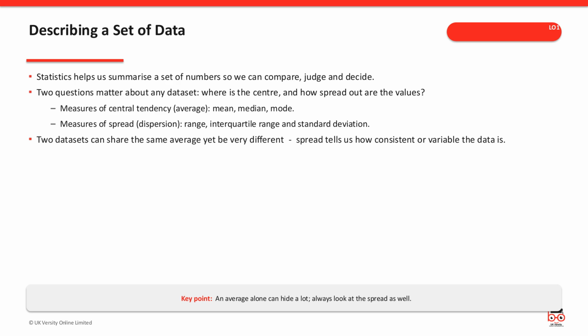Where's the center, and how spread out are the values? Say two football teams. Both average 2 goals a game. One might score exactly 2 nearly every week, while the other swings between 0 and 5. Same average, completely different story. And that's why spread matters just as much as the average.